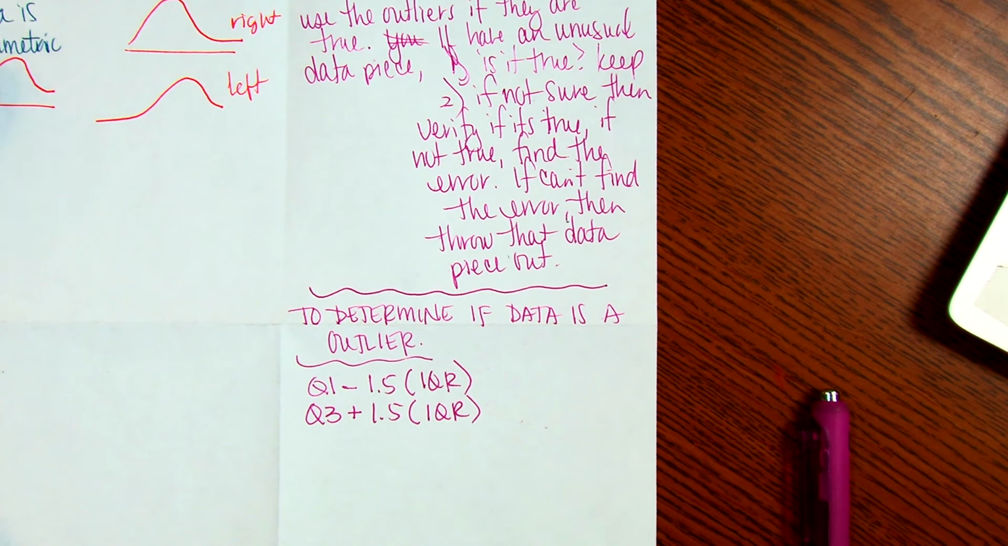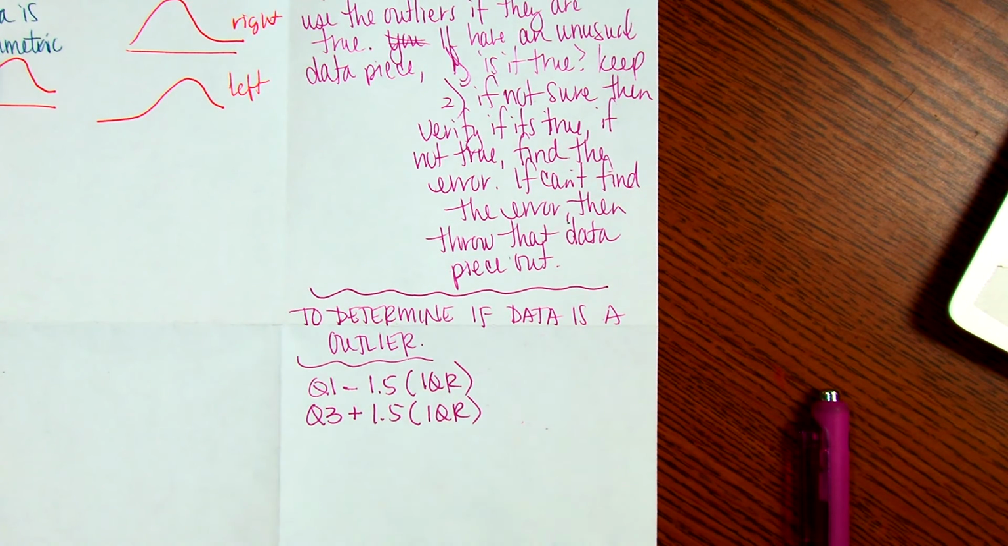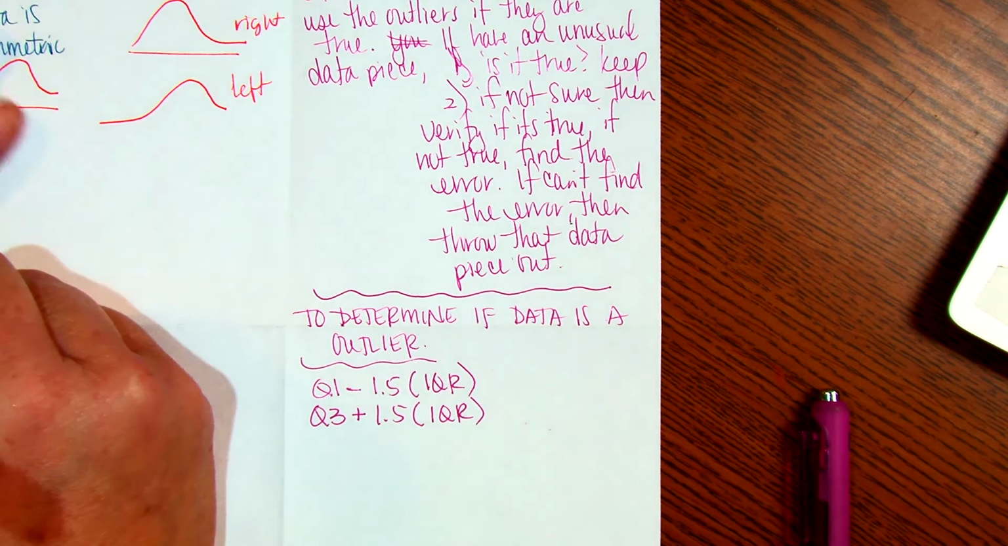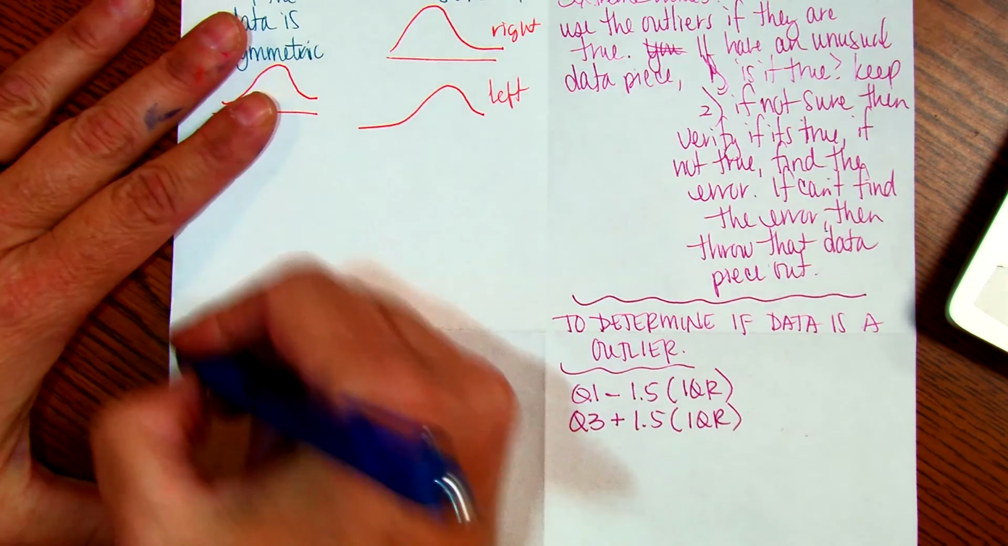Okay? So this leads me into IQR. Well, that was a measure of variability. So I'm going to put that over here in this box.